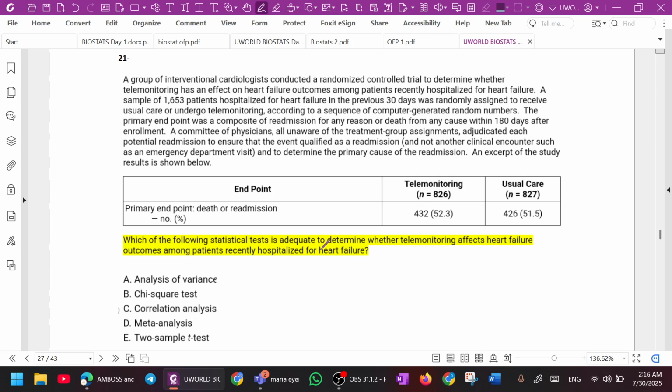So you already say it's not correlation analysis. Fine. It is not meta-analysis also. What else can you eliminate? t-test. Okay. What else can you eliminate? Not really ANOVA, analysis of variance, because we only have two groups. So now we have between chi-square and t-test. What is the difference between them? Categorical, like death and readmission. Okay, why do you say it's categorical?